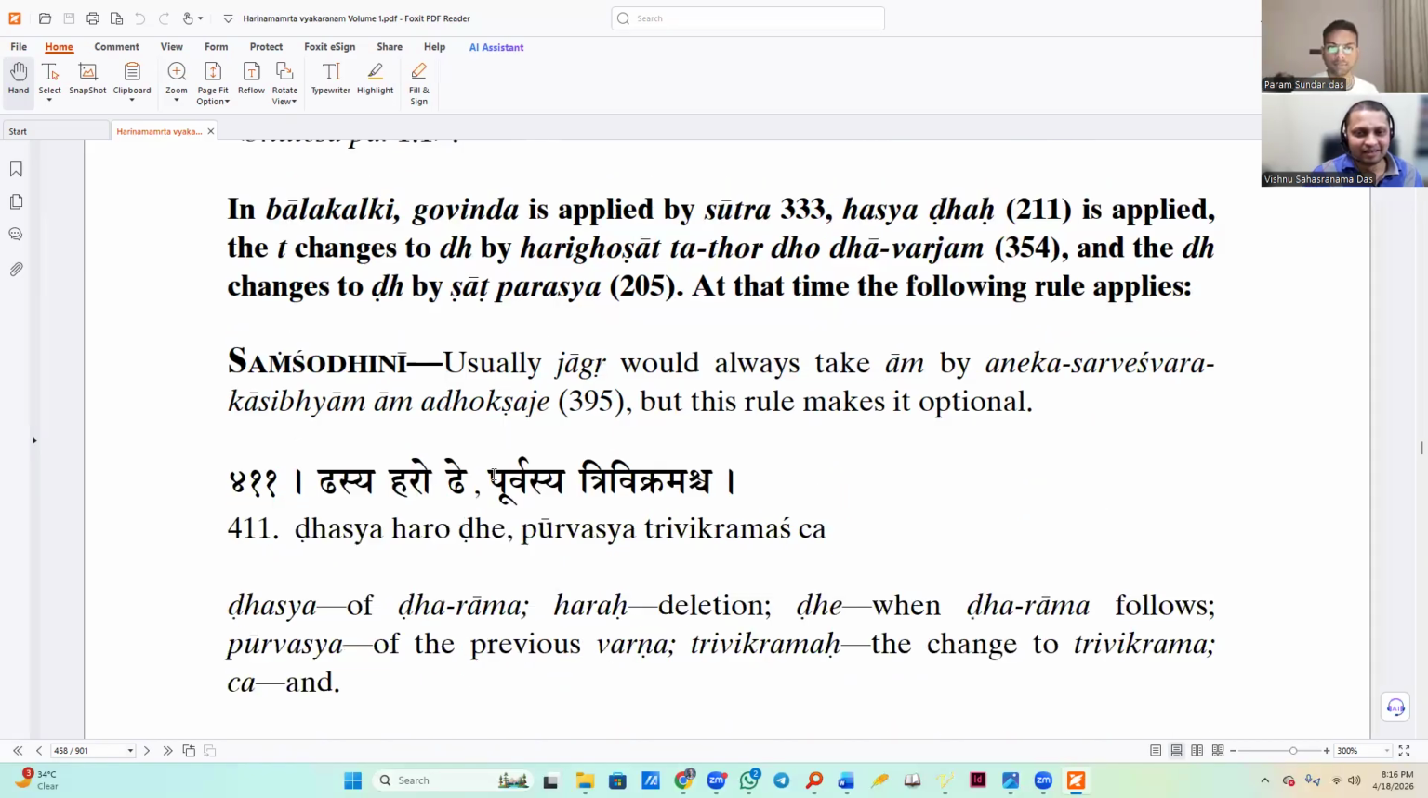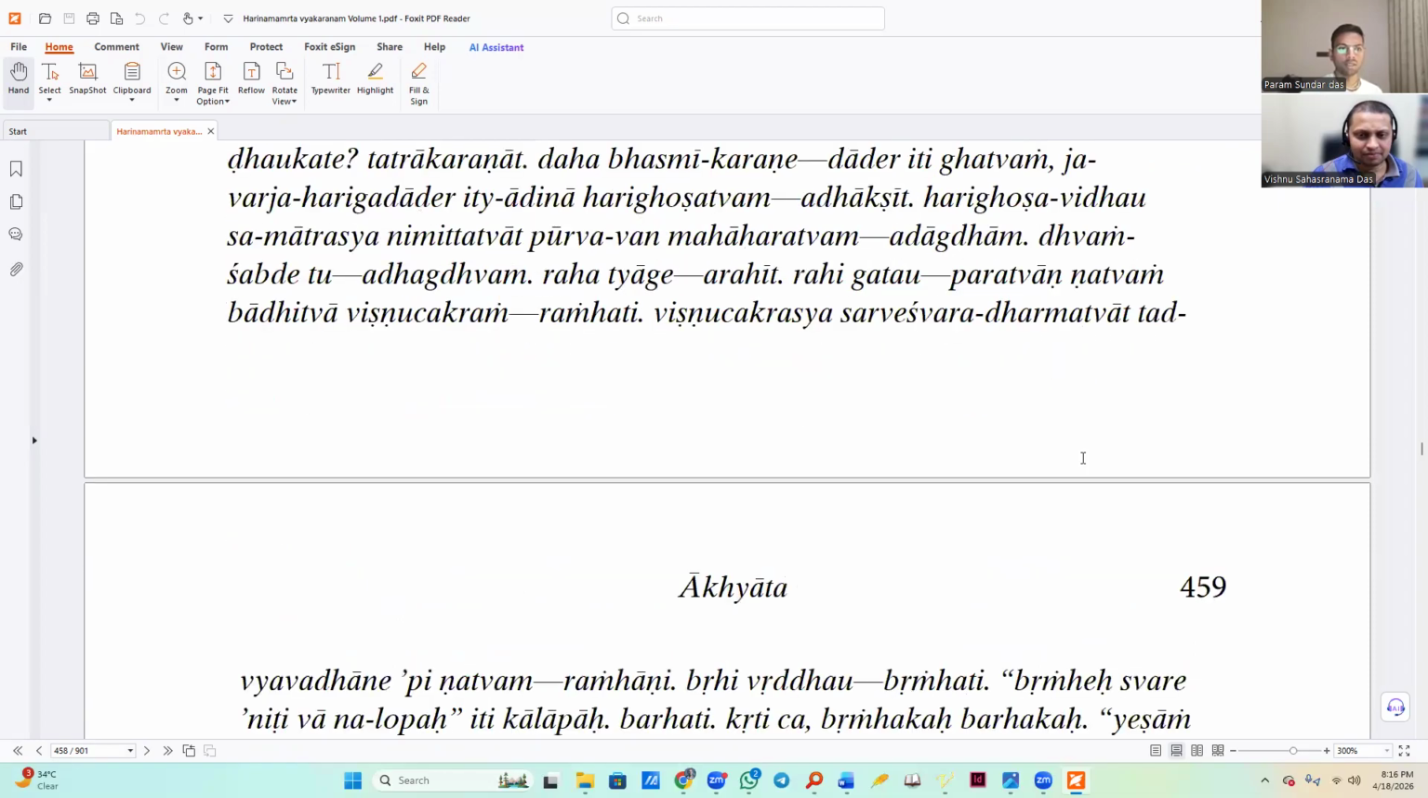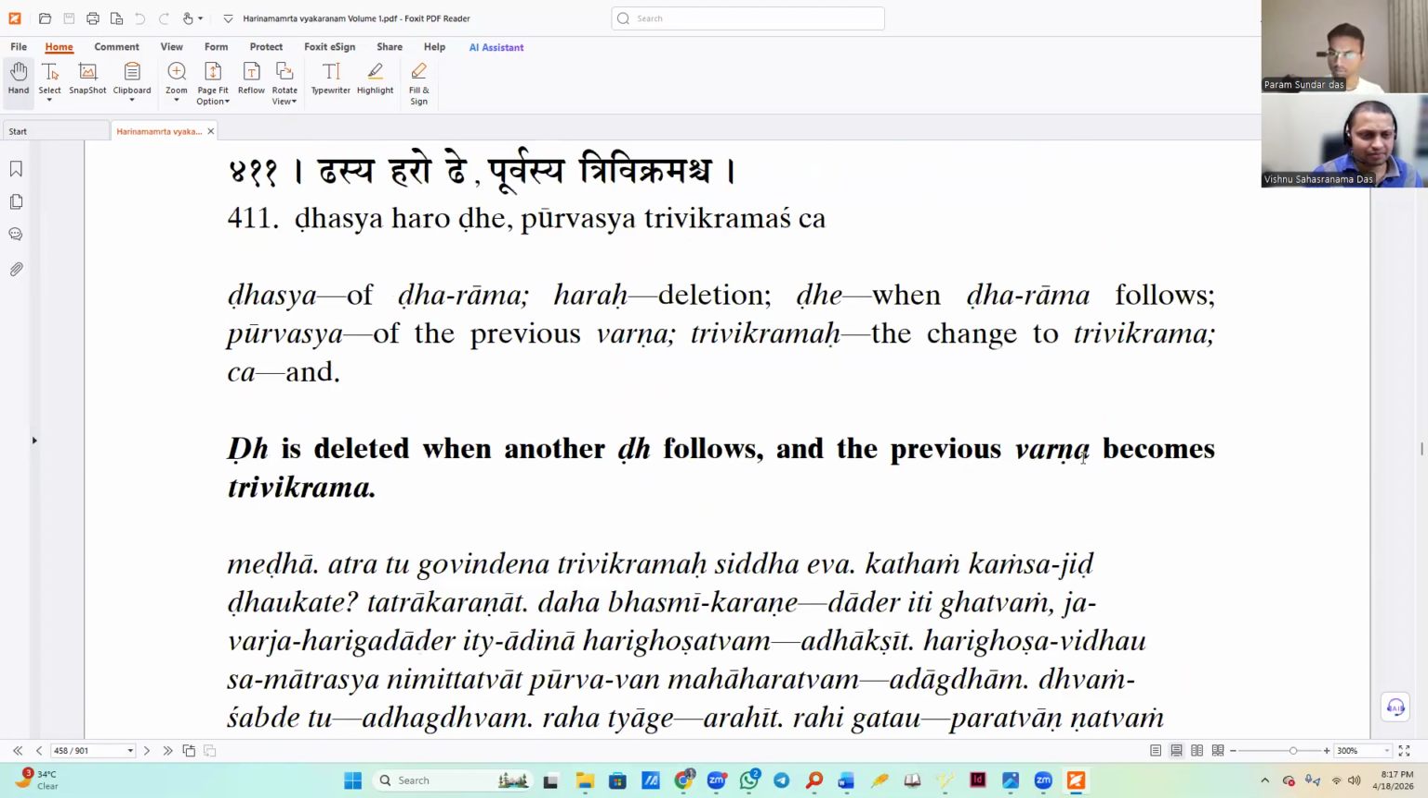Then Dhasya Harodhe Purvasya Trivikramascha. So Dha is deleted when another Dha follows and the previous Varna becomes Trivikrama. This is also important. We get words like Moodha, Goodha, Rudh, Arudh. This sutra is very important, used everywhere. So we delete one Dha if another Dha is following, and then the previous Varna becomes Trivikrama.